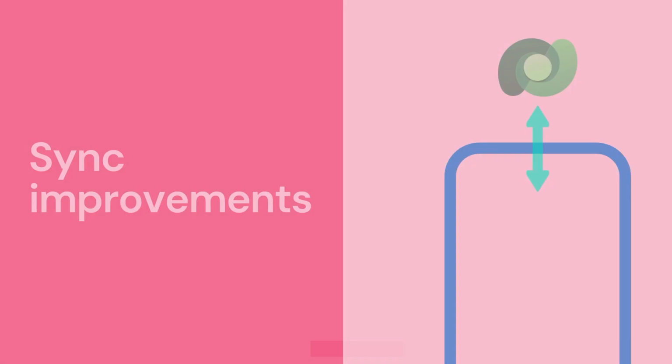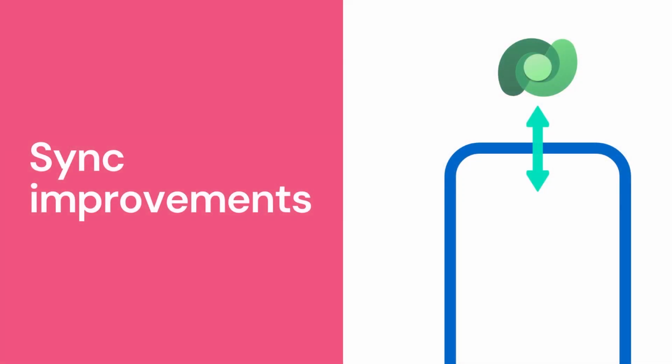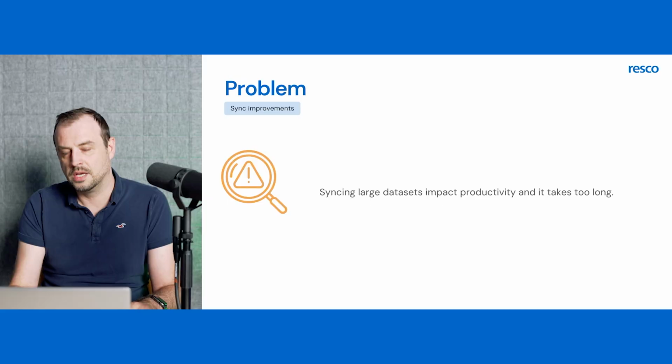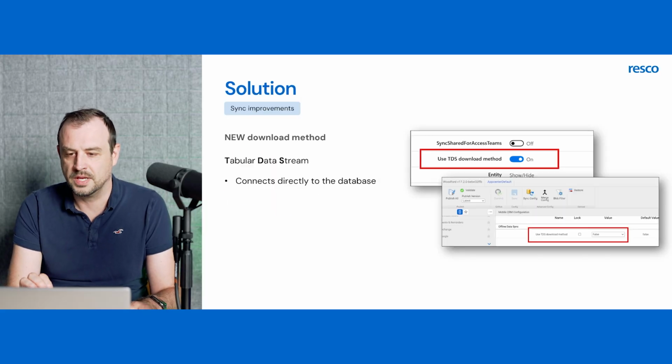The next one is synchronization improvements. Synchronization in offline mode is our DNA. We are investing a lot into this area and have good news for you right now. So what is the problem there? Syncing large data sets impacts productivity and can take really long, it can be minutes, it can be hours.